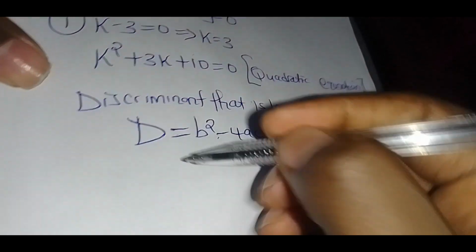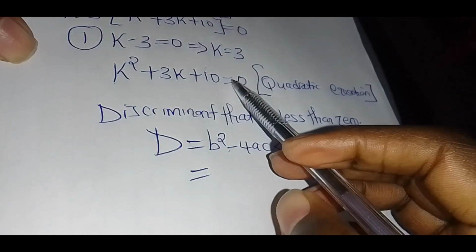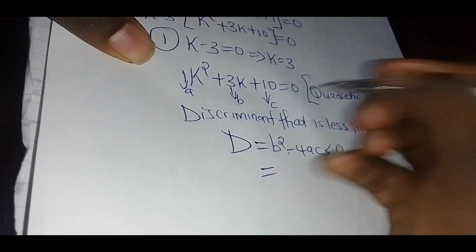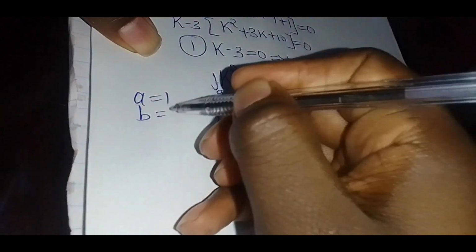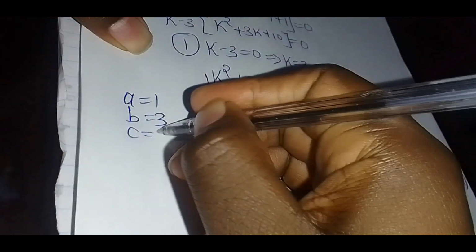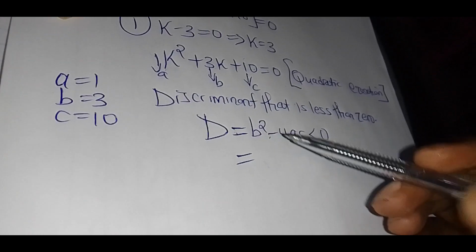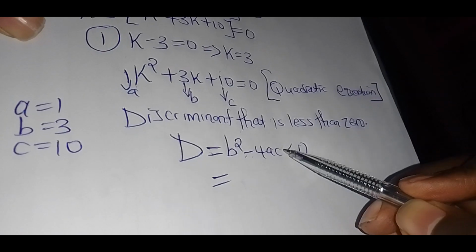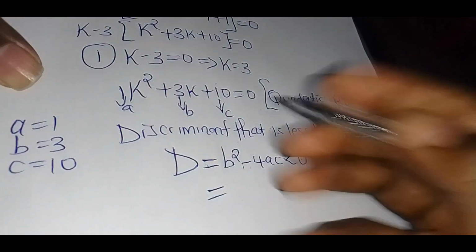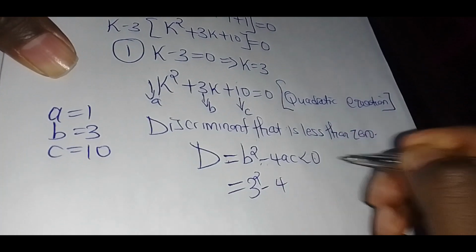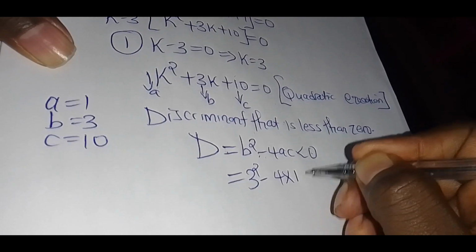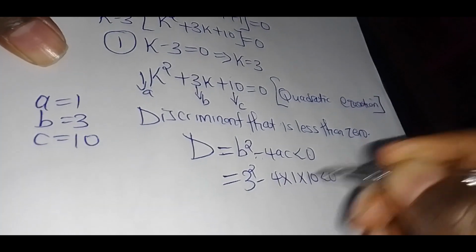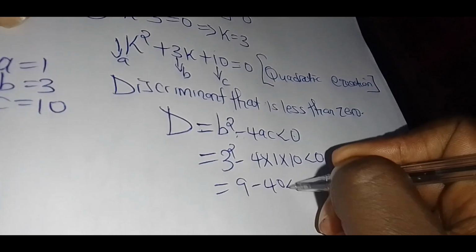If we substitute from our quadratic equation, this is our a, this is our b, and this is our c. So a is equal to 1, b is equal to 3, c is equal to 10. Now we are saying that our discriminant is less than 0, so b squared minus 4ac is less than 0. So b squared is 3 squared minus 4 times 1, which is our a, times c, which is 10. So this is 9 minus 40, which is less than 0.